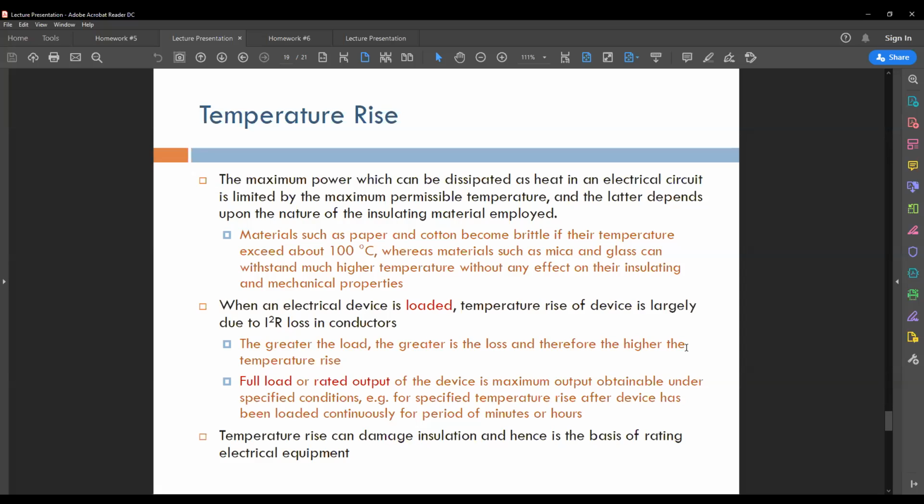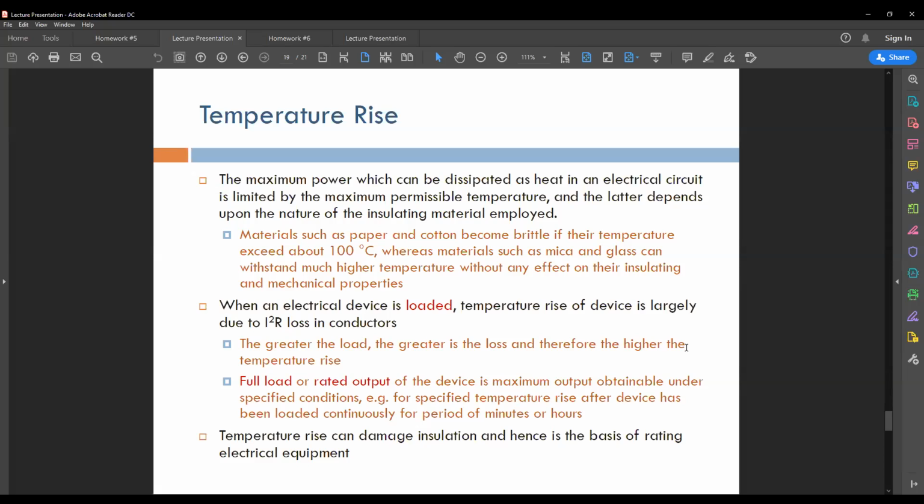So you have to really be sure that your temperature is under control. The power rating of electrical appliances is actually related to the maximum temperature that you can withstand in that particular electrical appliance.